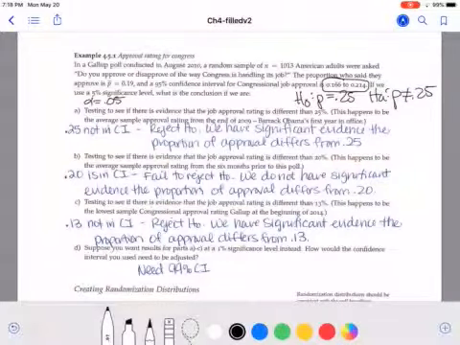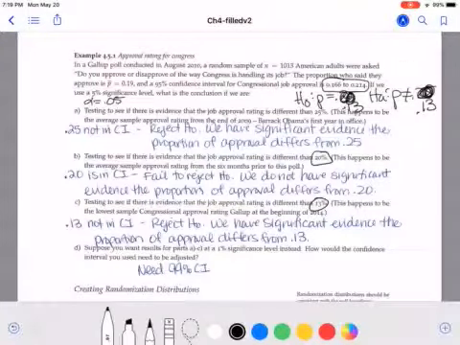Now we're testing to see if we're different than 20%, so that would be 0.20. 0.20 is in the interval, so we would fail to reject that null. We would say we don't have significant evidence the proportion of approval differs from 0.2 or 20%. Then there's 13%, so that would be 0.13. 0.13 is not in the interval, so we would reject a null of 0.13, and we would have evidence that the proportion of approval differs from 0.13.